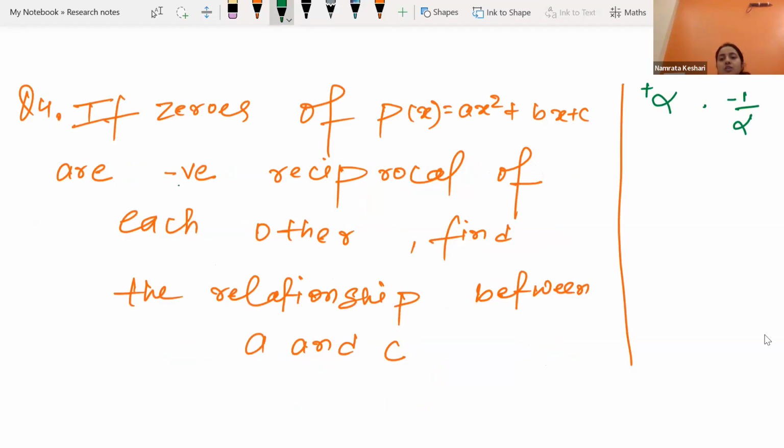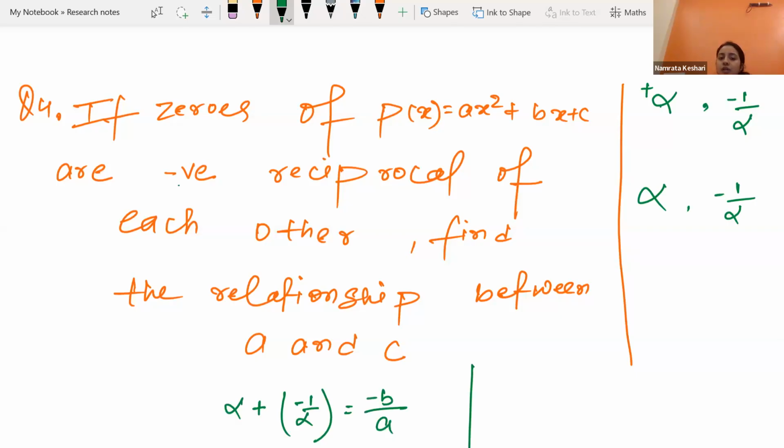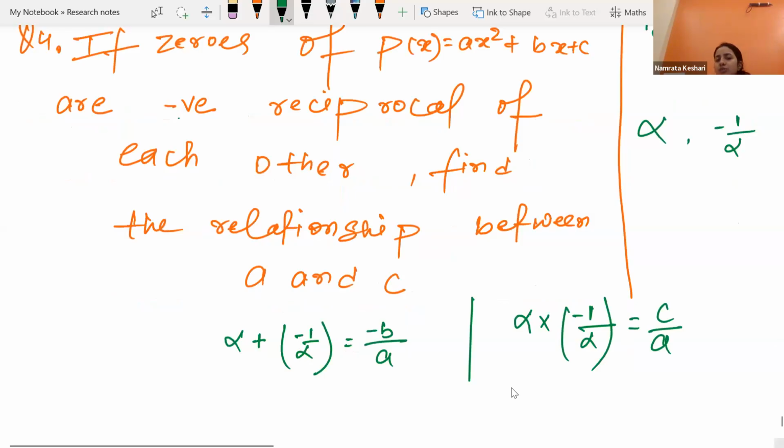So if our zeros are alpha and minus 1 by alpha, then we can write the sum of the zeros and product of the zeros by using this trinomial. Sum of the zeros, alpha plus minus 1 by alpha, that is minus b by a. And product of the zeros, that is alpha into minus 1 by alpha, that is c by a, right? We need to find the relationship between a and c, so we don't need to do anything for this first equation. We can only work on the second equation.